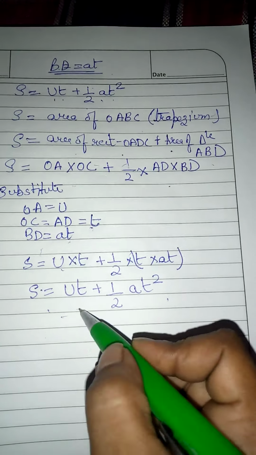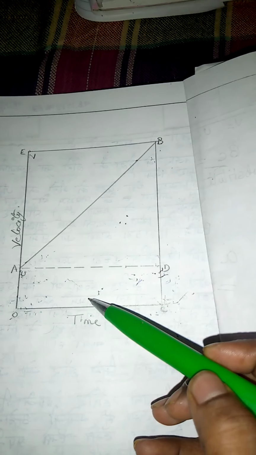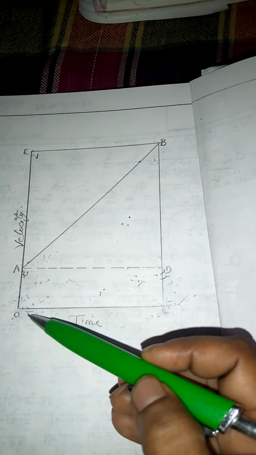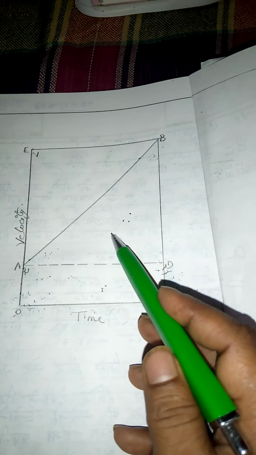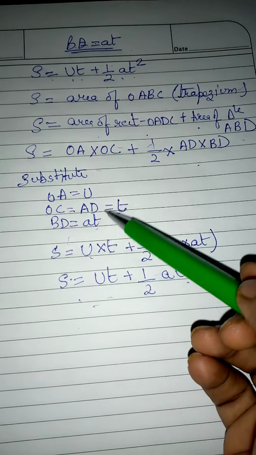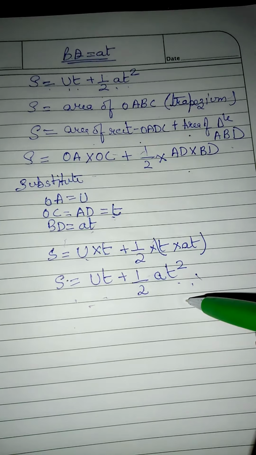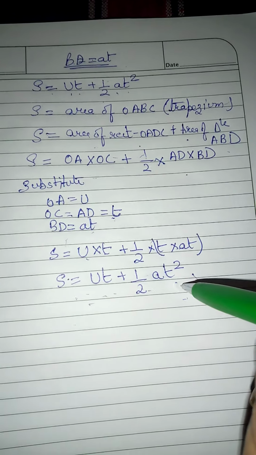We were supposed to derive the equation S is equal to ut plus half at square. So what we did was, we considered the trapezium OABC. Then we divided it into two parts, a rectangle and a triangle. Right? So distance travelled was the area of OABC, which we divided into a rectangle and a triangle. So the area of rectangle plus area of triangle. So we wrote here with the values, we substituted the values, and then we simply multiplied it. So we derived it. S is equal to ut plus half at square. Hence proved.